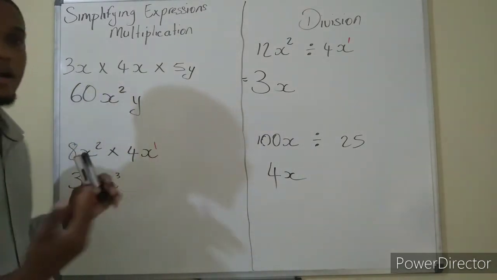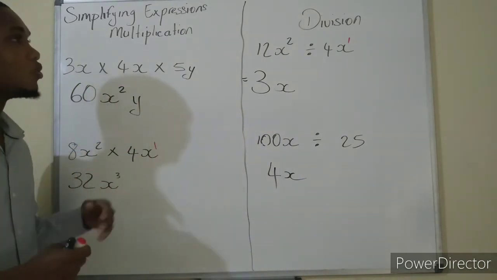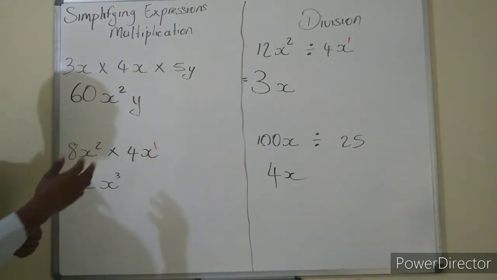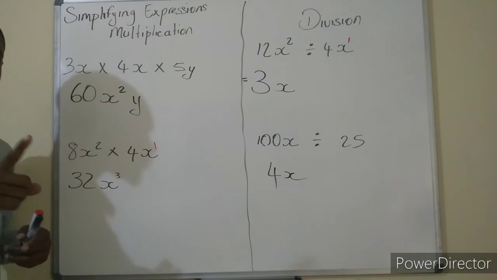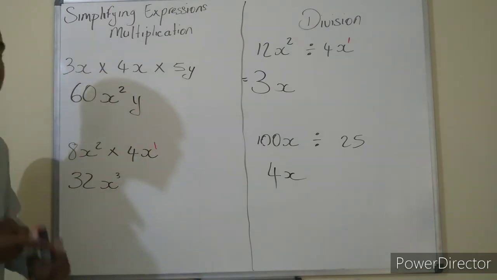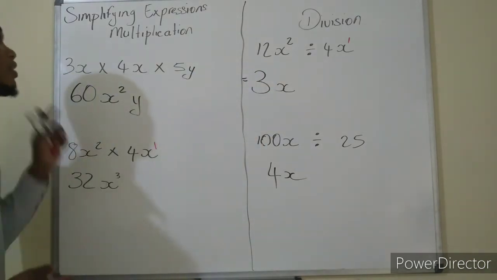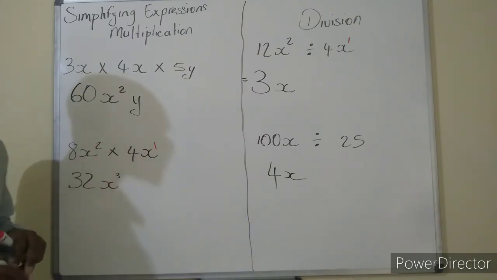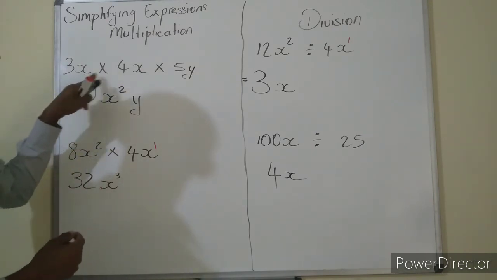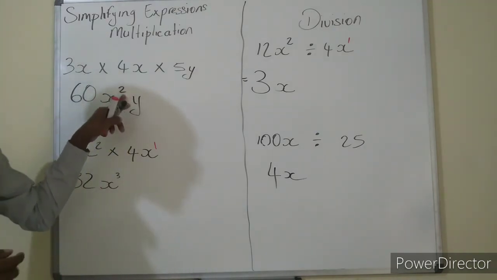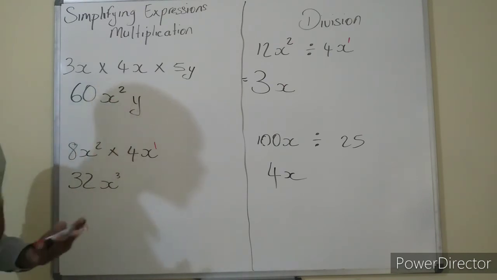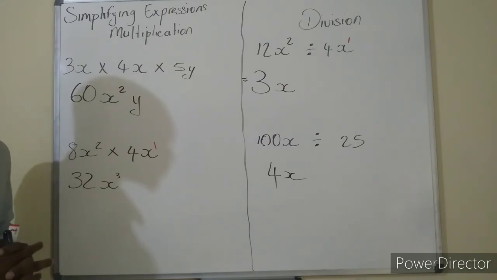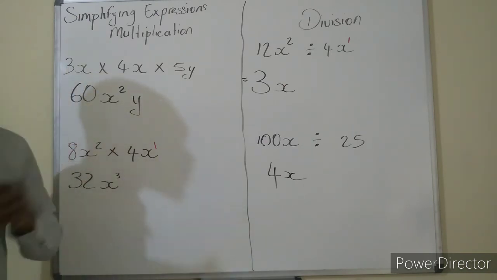So these rules work hand in hand, and you can always simplify an expression using them. Focus on the number. If it's multiply, you multiply the numbers. If it's divide, you divide the numbers. And then the second thing you do, focus on each variable. If the variables are the same, you add the powers, and if the variables are different, you write them separately. That's all you do when you're simplifying expressions using multiplication and division.